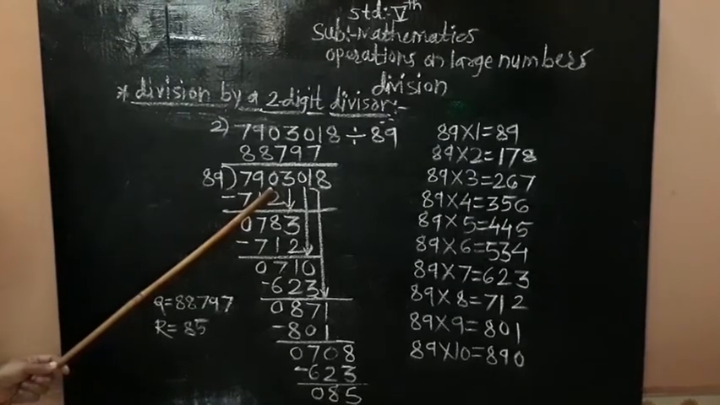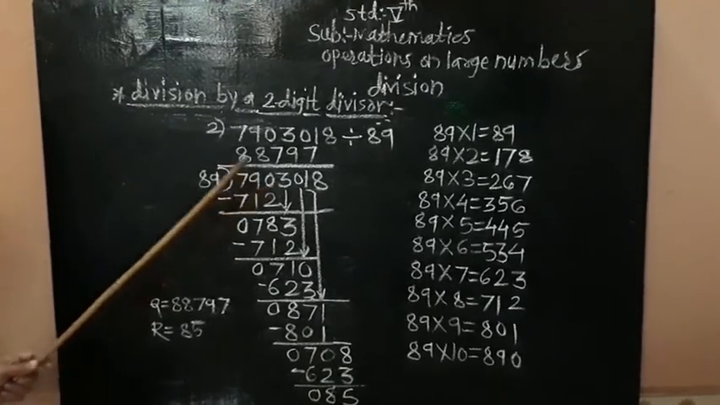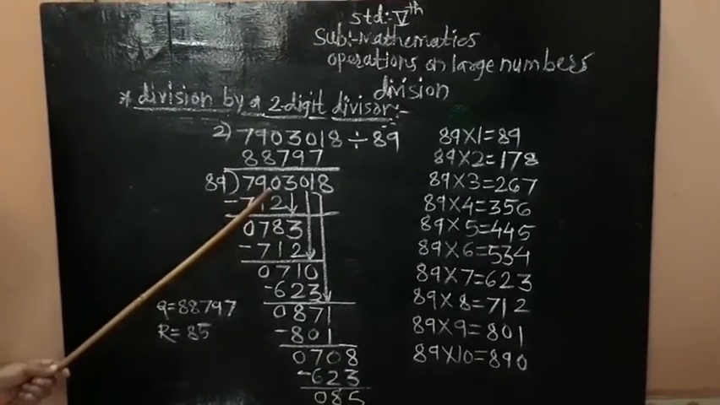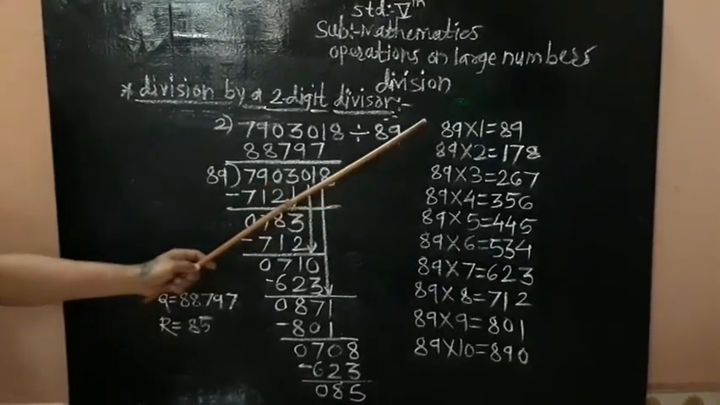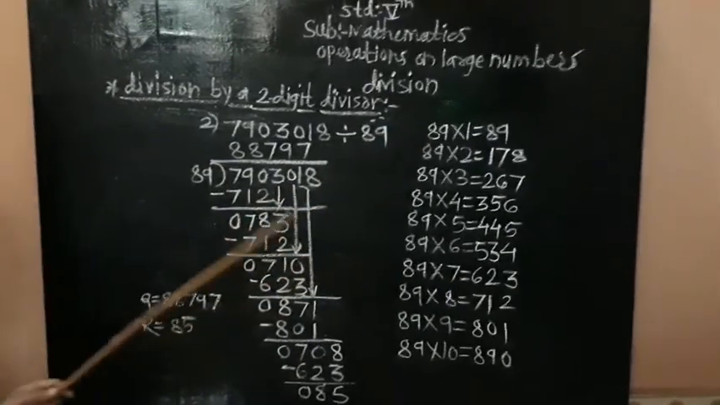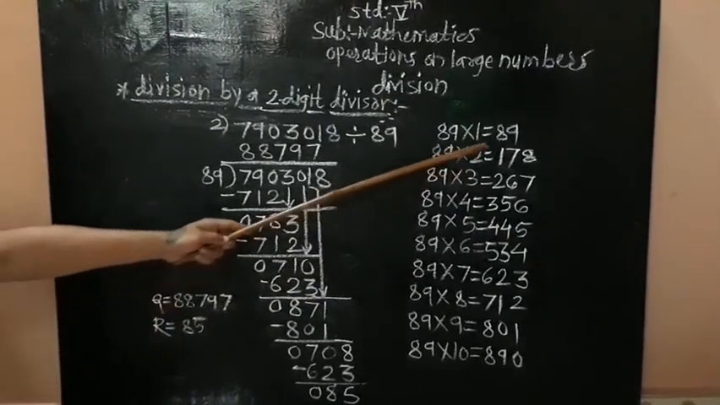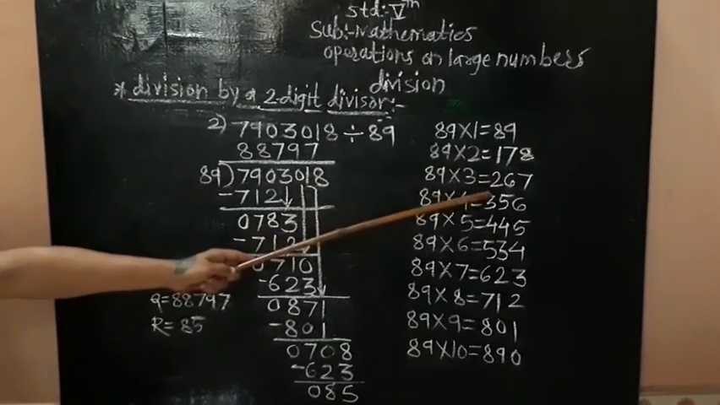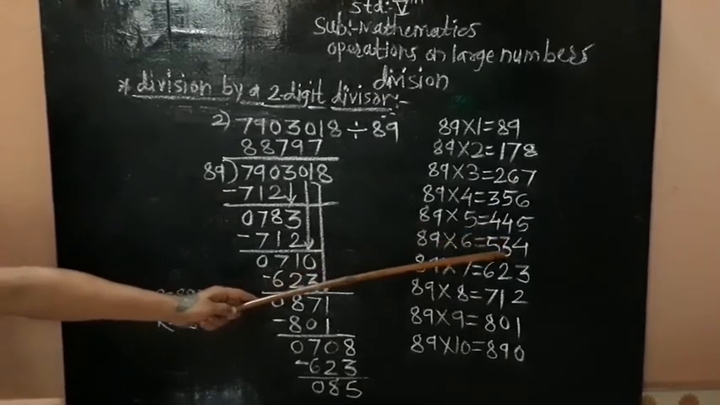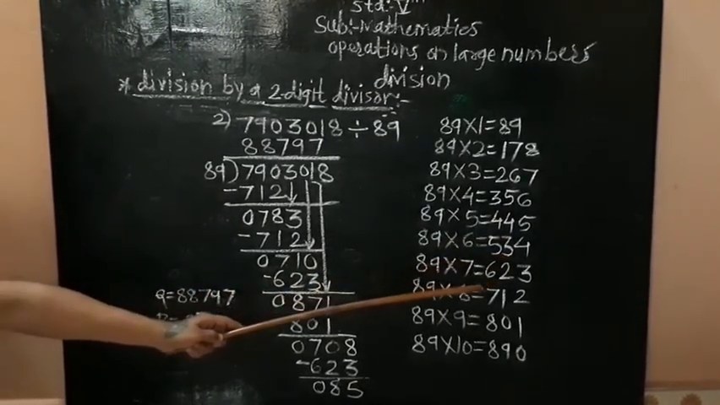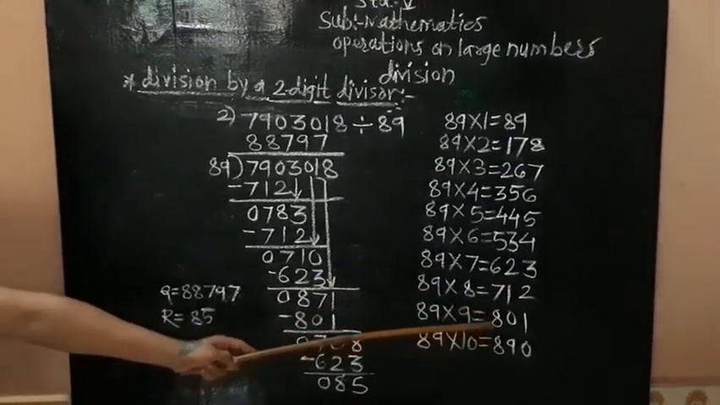So now, if I consider the next number, I get a new number here, 790. Now I am subtracting the number from 89's table, the nearer or smaller number than 790. In 89's table you can see: 1st place 89, 2nd place 178, 3rd place 267, 4th place 356, 5th place 445, 6th place 534, 7th place 623, 8th place 712, and the 9th place 801.